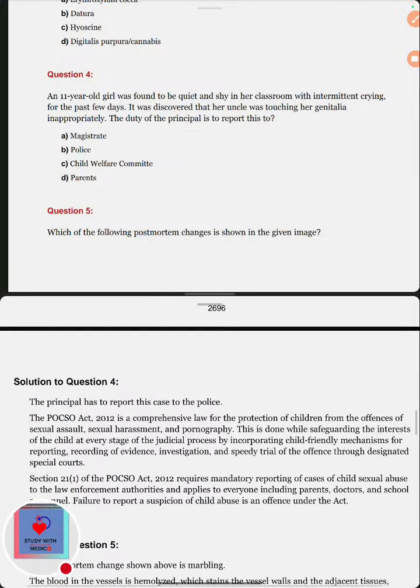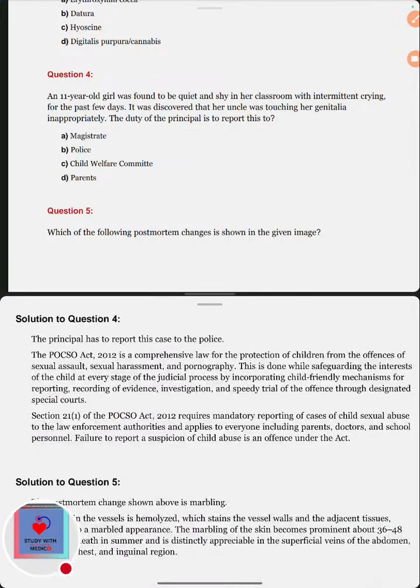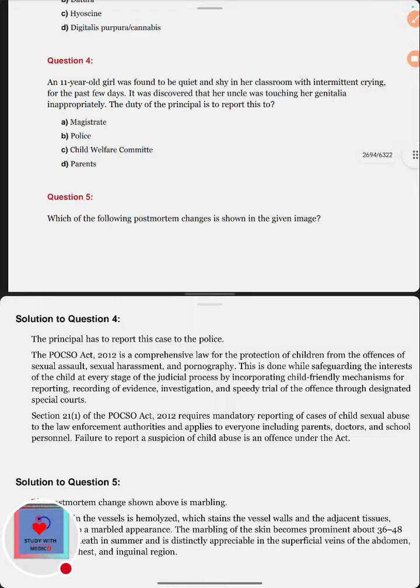Okay, so to whom should the principal report? She should report to the police. You should report to the police itself. Sexual assault, harassment, pornography: safeguarding investigation at every stage of the judicial process. So a child-friendly investigation should be there, to be reported to the police.